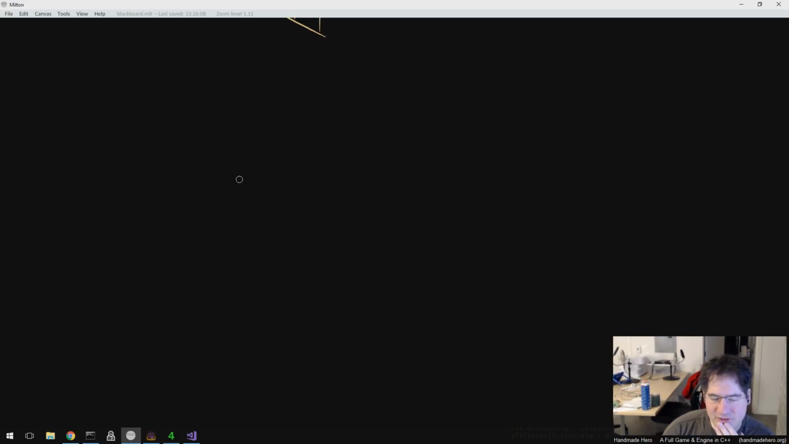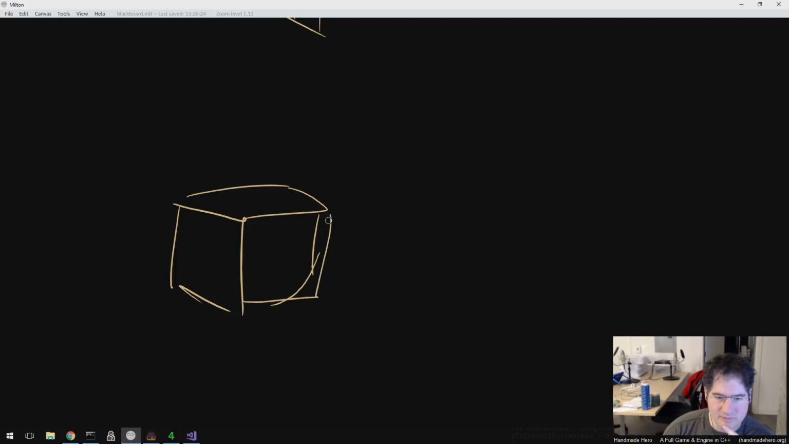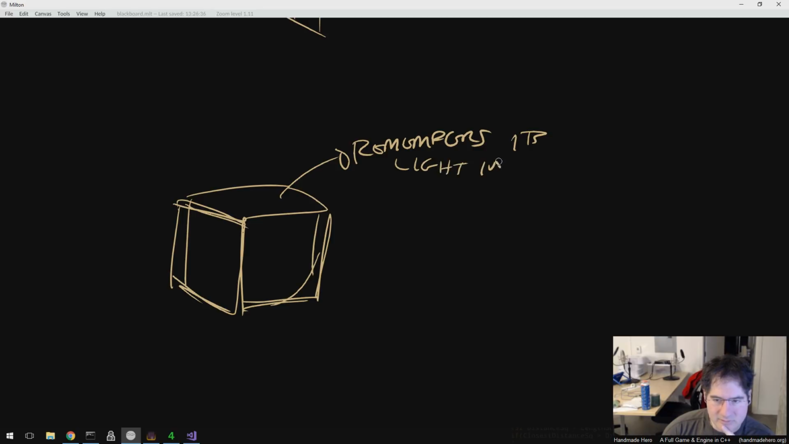So what I'd rather say is, let's say I have an entity that's sending down a cube or something like this. Maybe that entity remembers its light index, so that if I send it down again the next frame, it just puts that same light index in there. This would be a nice clean scheme. The problem is, how do you know how to allocate light indexes at this point?